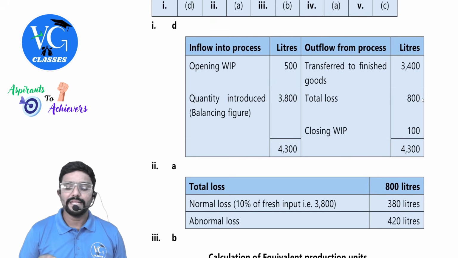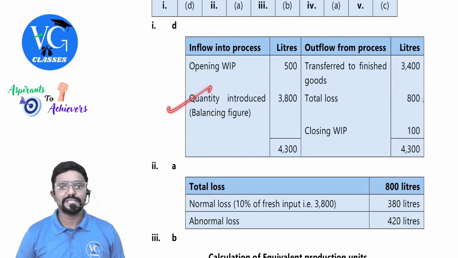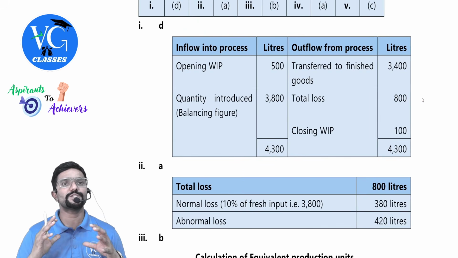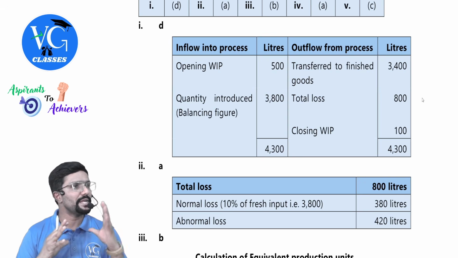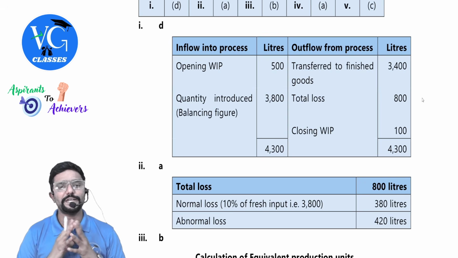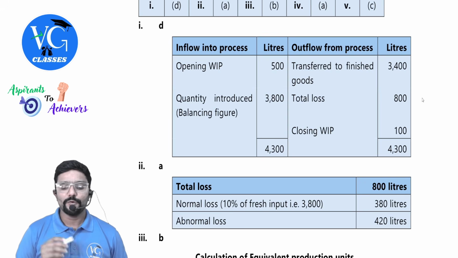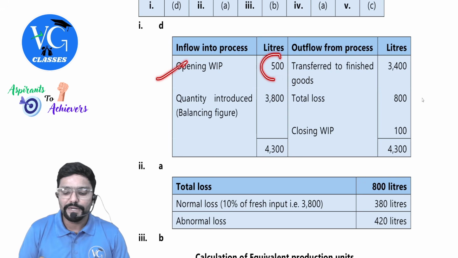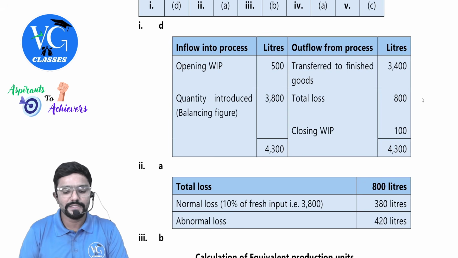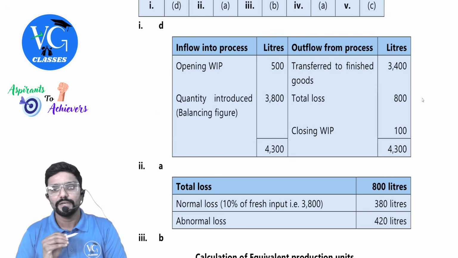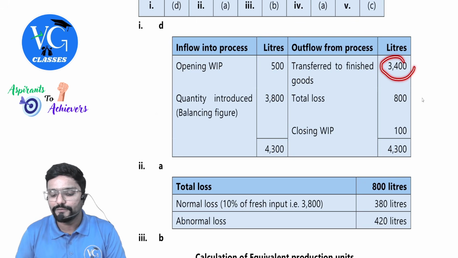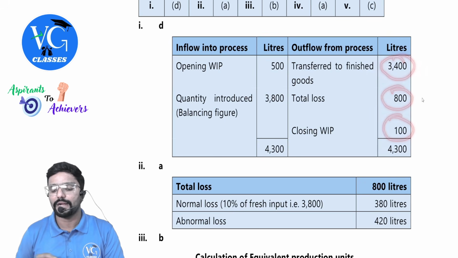First one, the material introduced we need to find out, guys. We need to just do it like input output, like how we used to do in statement of equivalent production, input output in the starting point. So first we will take opening work in progress, which is already given in the question, 500. This they have not given, so it is a question mark. Transfer to finished goods 3,400. Total loss is 800. Then closing WIP is 100.